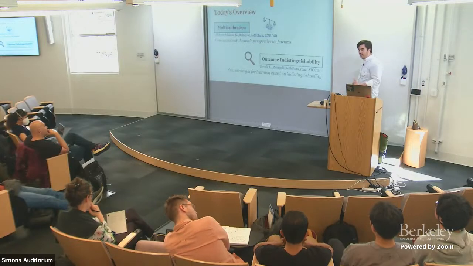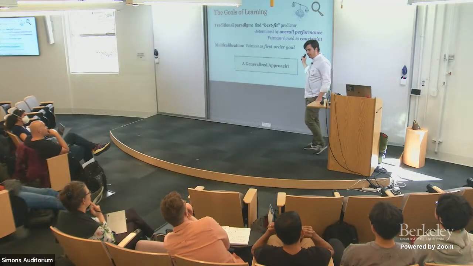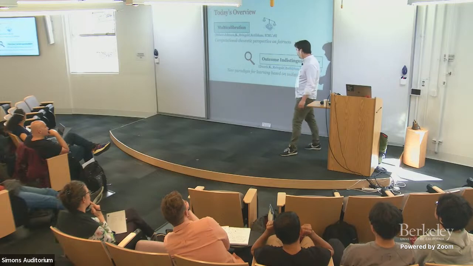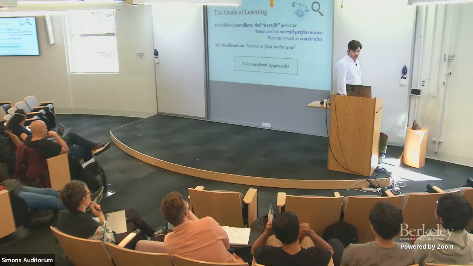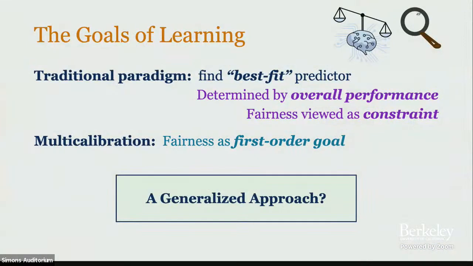So let me push ahead. I'm going to switch gears to thinking about outcome indistinguishability, and in particular, I want to think about comparisons of multi-calibration and outcome indistinguishability to more traditional paradigms for learning. The thought behind outcome indistinguishability is asking: what is the point of learning? What are our goals here?